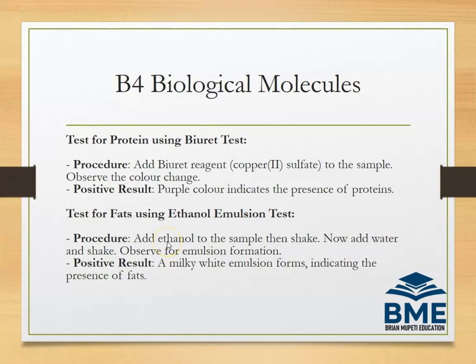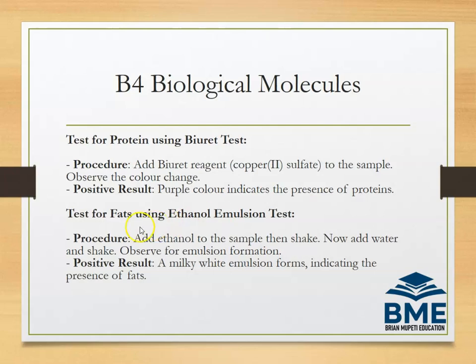Another test that we need to be familiar with is the test for proteins. To test for proteins, we use the Biuret test. The procedure is to add Biuret reagent, which is actually copper 2 sulfate, to the sample that you are testing. After this, you need to observe the color change. If you get a purple color, it means that proteins are present.